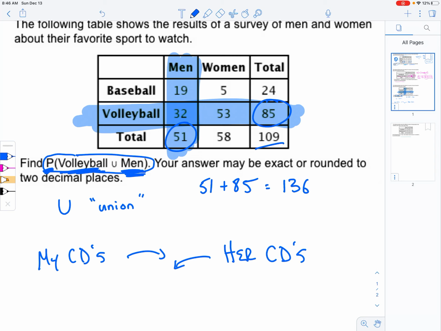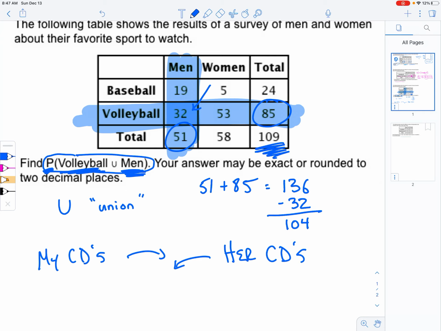However, look at this. 136 is more than our total number. We only had 109 people in the first place. I don't think we can have 136 volleyball players that happen to be men. The reason that number is so high is because you might notice this 32 is counted twice. That's like my Billy Joel CD and my wife's Billy Joel CD. We're counting it twice, and we don't want to do that. So I'm going to remove that number that was counted twice from my total. And now I have my number, 104, the number of volleyball players and men.